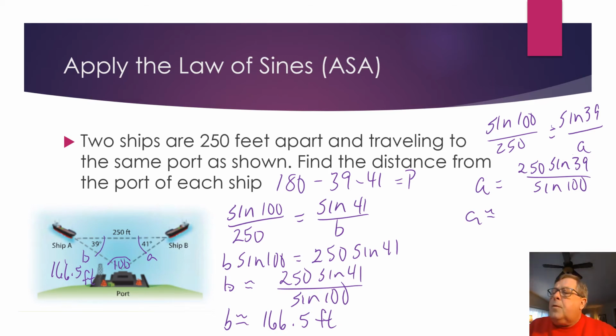And that comes to approximately 159.8 feet. So side A over here is approximately equal to 159.8, which gives us the distance from ship B to the port. And I suppose if they're traveling at the same speed, at a constant rate, ship B is going to get there first, right? It's got a shorter distance to go.